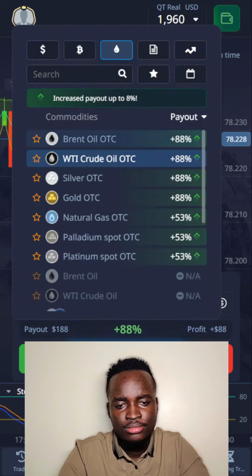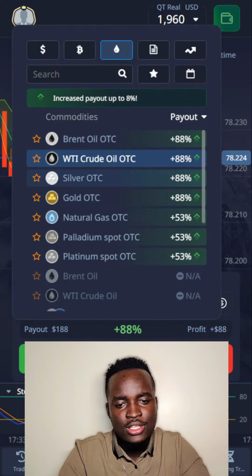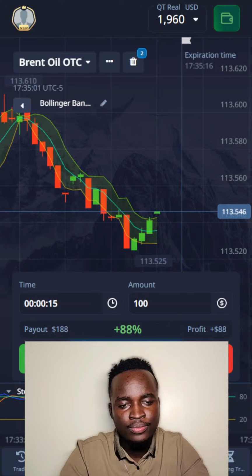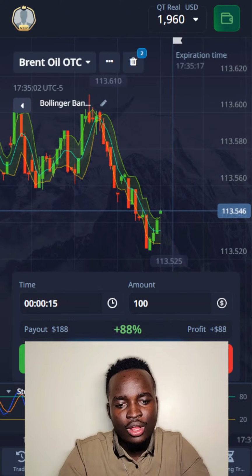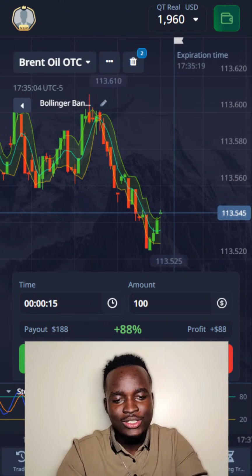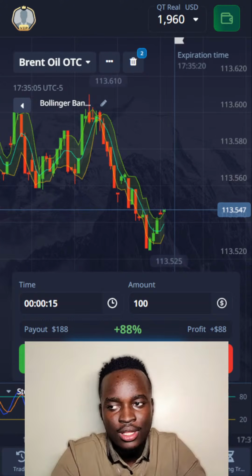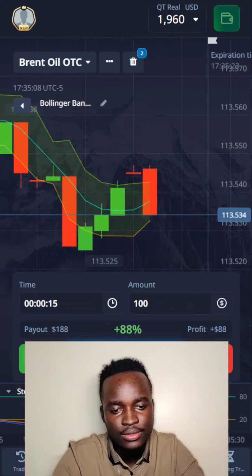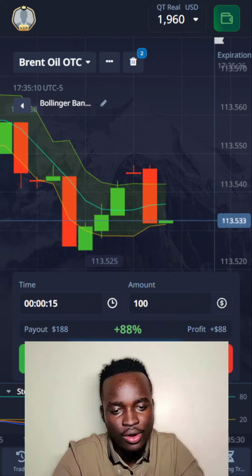Let's try a different pair. Let's go to the Brent oil and see how it looks. If the crude oil is looking like this, let's see how the Brent oil is doing. Well, the Brent oil is not bad. Right now it is in an oversold. If you look at that carefully, the Brent oil is in the oversold. So let's see if we can grab it from down there.